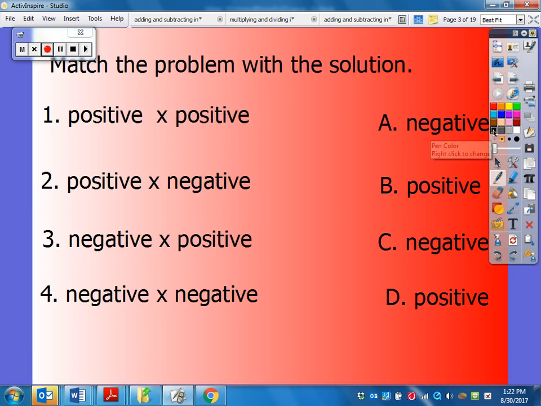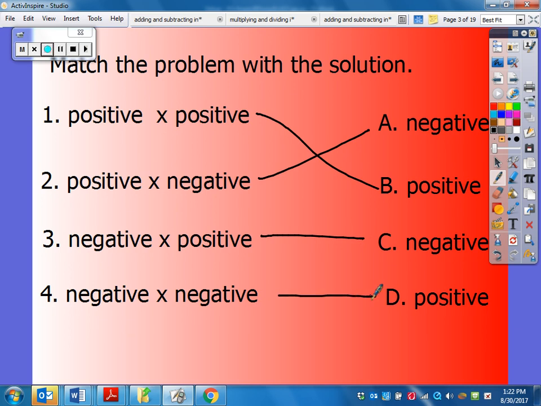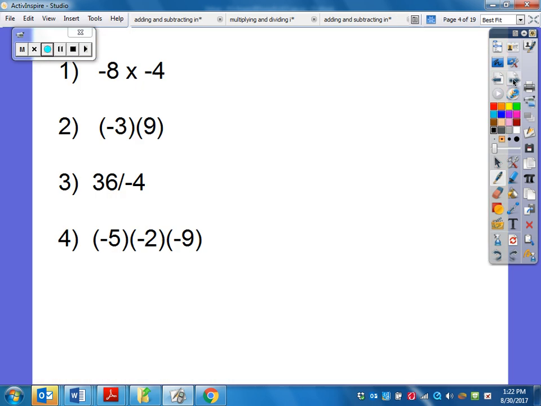On this slide, you're connecting the rules. So a positive number times a positive number is positive. A positive times a negative is negative. A negative times a positive is negative. And a negative times a negative would be positive. What's great about these rules is that they're the exact same for multiplying and dividing. All you have to do is look at the factors.